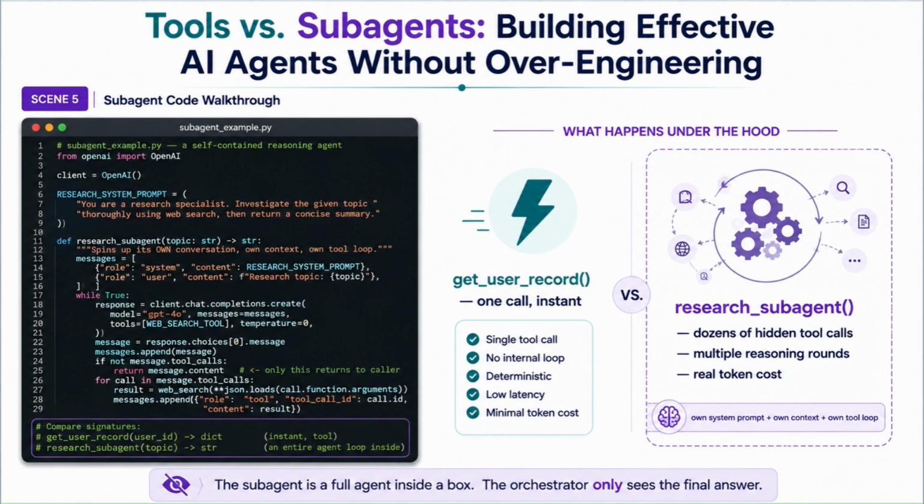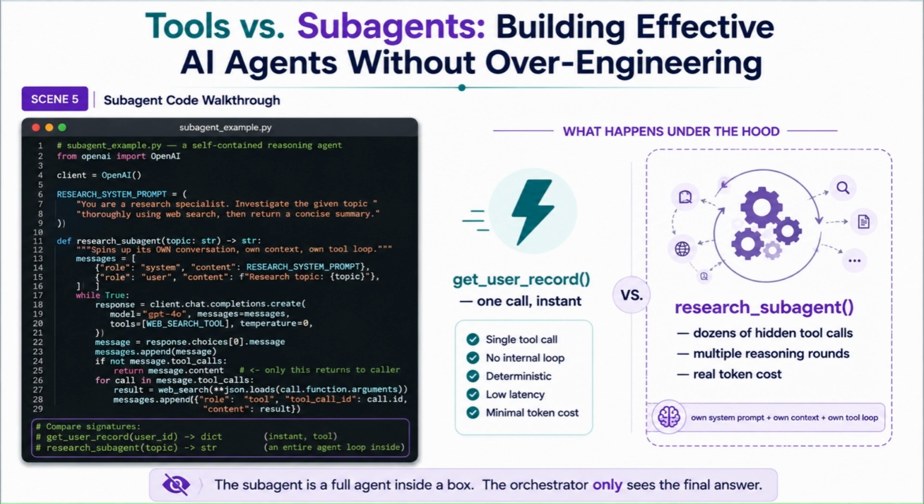Let's make the subagent pattern concrete with code, contrasted directly against the deterministic tool from scene 3. On screen, a research_subagent function that, instead of running one deterministic operation, spins up an entirely new LLM conversation with its own dedicated system prompt. You are a research specialist. Investigate the given topic thoroughly using web search, then return a concise summary. That subagent receives its own dedicated web_search tool, runs its own internal while loop of reasoning and tool calls exactly like a fully independent, self-contained mini-agent, and only returns a final string once it has genuinely finished the entire assigned task from start to end. Compare the two function signatures directly.